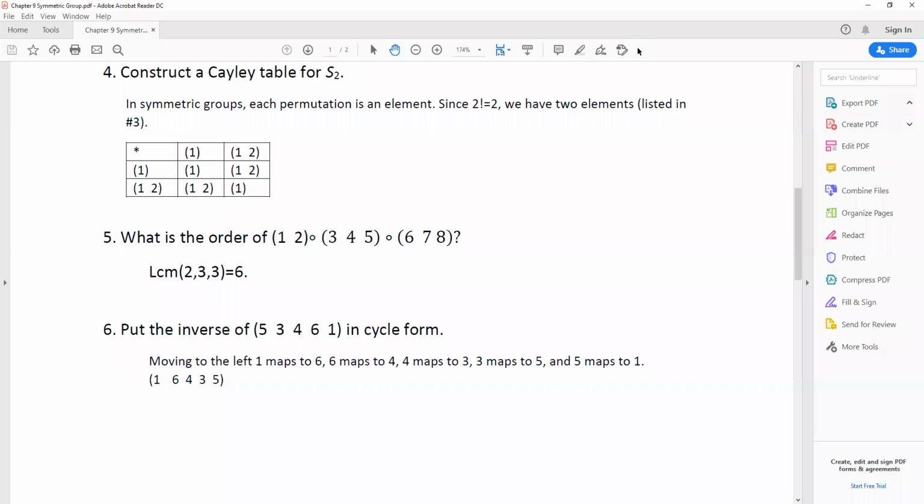Number 4, construct a Cayley table for S2. In symmetric groups, we need to remember that each element is a permutation. And since 2 factorial is equal to 2, we have 2 elements, and we got these elements from problem number 3. But we said that there are two outcomes, right? We had the identity permutation, and then we had the crossover permutation, we'll say. And remember, since one is the identity, then that means that the first row is a mirror image of the top row, and then the first column is going to be a mirror image of the header column.